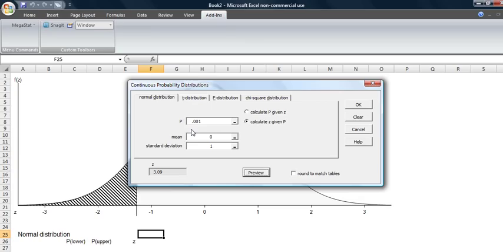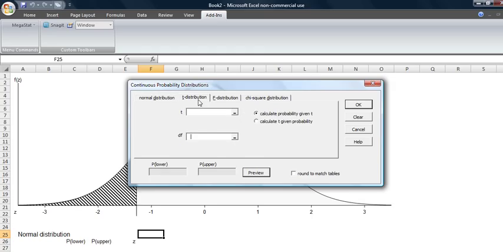Now, if it's a t, which means the standard deviation is unknown, instead of using a normal distribution, you're going to use a t distribution. This time I'm going to calculate my t given the probability. Again, I type in the probability, but this time you use the degrees of freedom. Remember, if your n value is 30, your degrees of freedom is 29. Your degrees of freedom is simply n minus 1, and you just type the value in. So let's say my n was 65 and the standard deviation was unknown; I'm going to have 64 degrees of freedom. Hit preview. That's your critical value if your standard deviation is unknown.